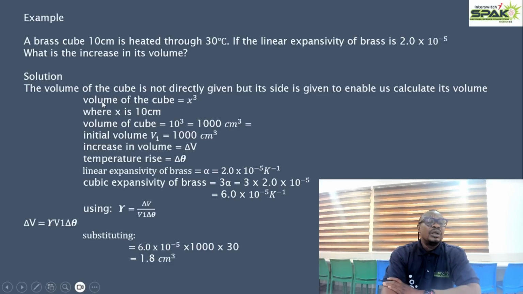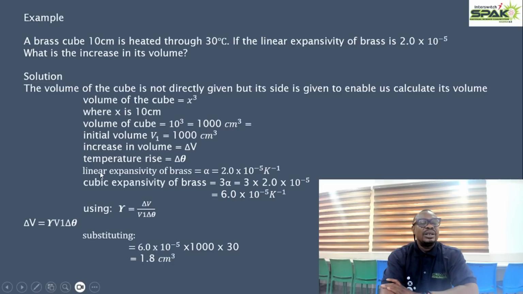Okay, so as we have read, the volume of the cube is x raised to the power 3, and my x is given as 10 centimeter. So what then is the volume of the cube? The volume of the cube, when I solve, I'm going to have 1000 centimeter cube. So since this volume is obtained from the initial length, that means the initial volume V1 is 1000 centimeter cube. Then we are asked to determine the increase in the volume. So what then is the increase in temperature? The increase in temperature is 30 degrees Celsius, because it said it is increased through or increased by. So that simply gives you the increase in temperature.